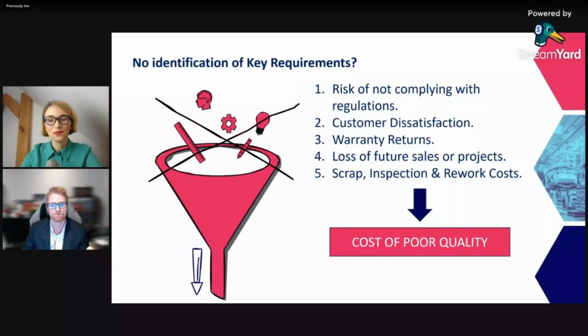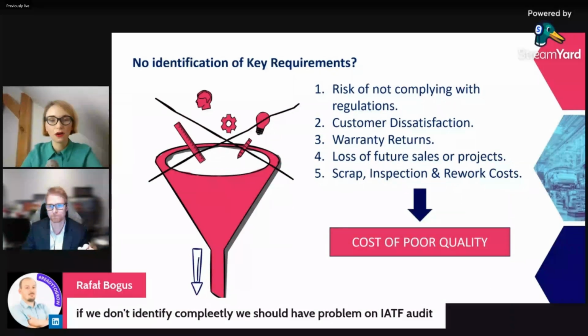Good said. We have also a nice comment from Rafał. If we don't identify completely, we should have problems on ITF audit, and this is always the moment of truth. Yes, meeting the requirements later in practice. First was theory, on paper in the concept phase. Later it was validated by our production, how we are applying those requirements. And ITF is this moment of change, checking these requirements.